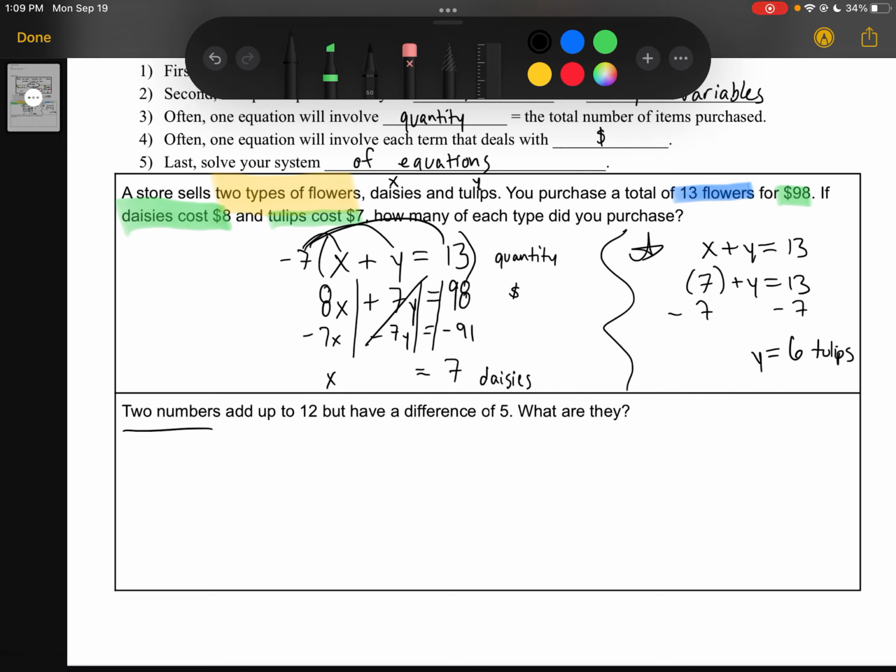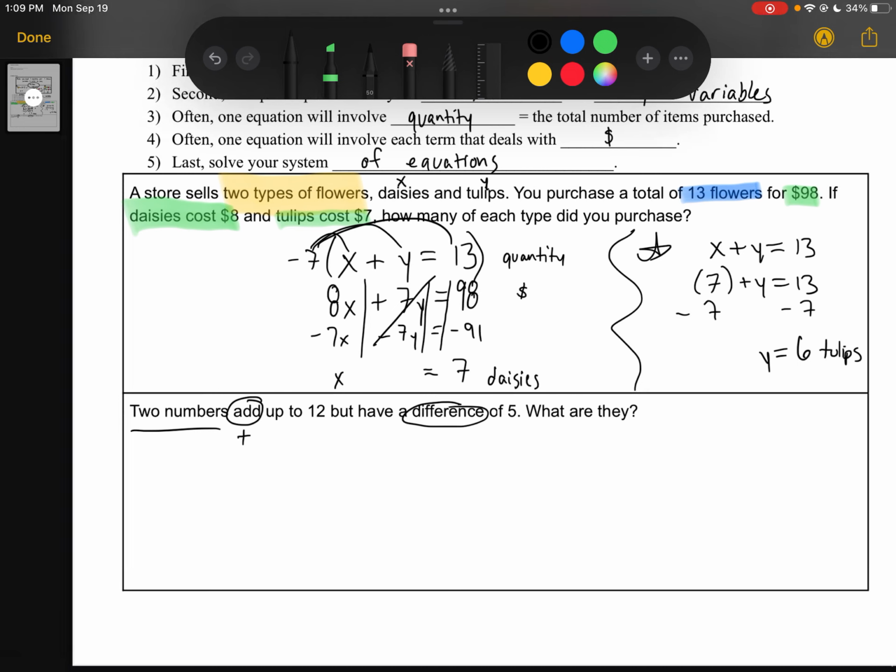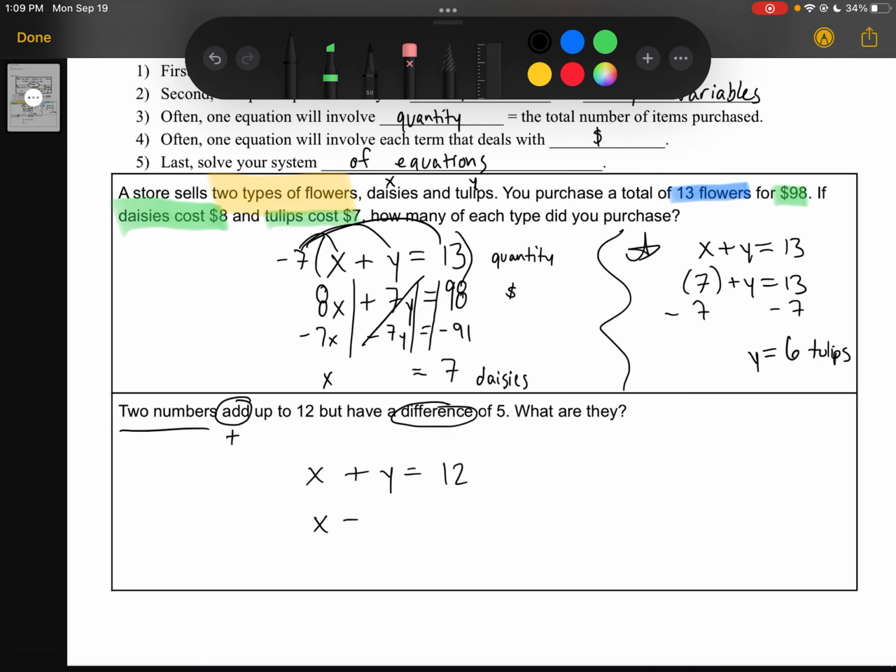So two numbers add up to 12. So there's an operation adding up to 12, but have a difference, another operation, of 5. So addition gets us 12, so something plus something, so we'll say x plus y gets us 12. But subtraction, so if we subtract these, x minus y gets us 5. What are they? Okay, so there's your system. So I'm going to pause the video here and actually have you punch in what is x and what is y in our system.